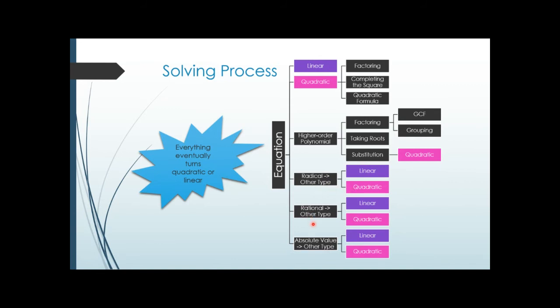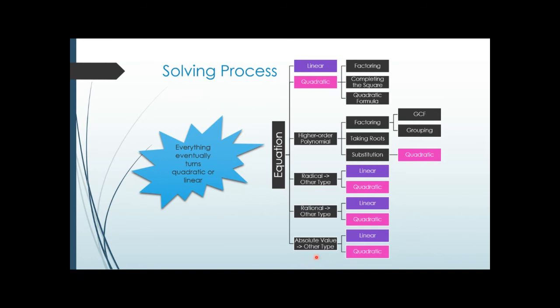Sorry, I said radical was the fraction. The rational ones are with the fraction. The radicals are the square roots, cube roots. Those end up linear or quadratic. The fraction ones also end up linear or quadratic. And then the absolute value that you saw can turn into linear or quadratic. So basically everything eventually becomes linear or quadratic.